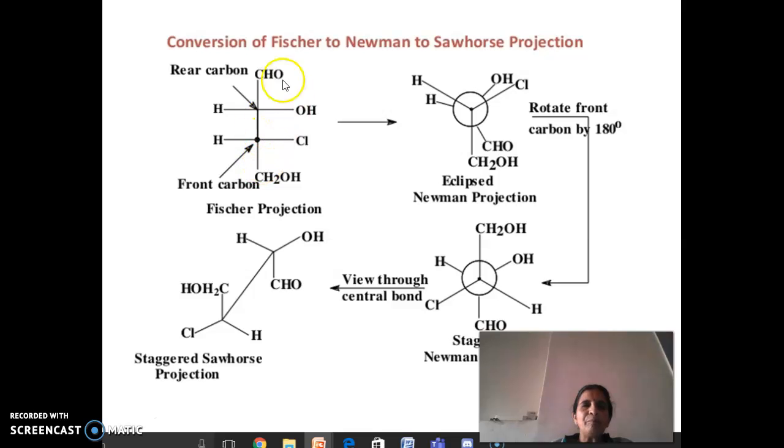This is the Fischer projection which is converted into Newman projection. The front carbon is shown by a dot and the rear carbon is shown by a circle. Then this Newman projection is rotated by rotating the front carbon by 180 degrees. It will give the staggered conformation. Then it is viewed along the central bond. If it is viewed along the central bond, the front carbon is shown by a dot and the rear carbon is shown by a circle.